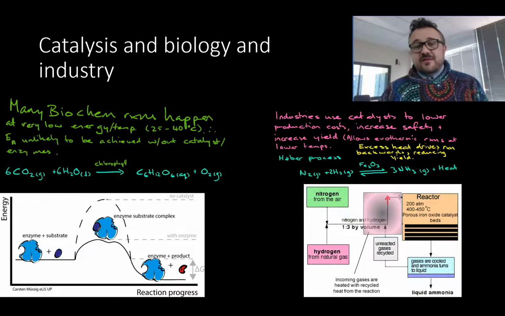Remember, as I said, this is an exothermic reaction, and you can see here with our double arrows that it's in equilibrium. So excess heat actually drives it this way, and that reduces the yield. So if we use a catalyst, we can make this reaction occur at a lower temperature.